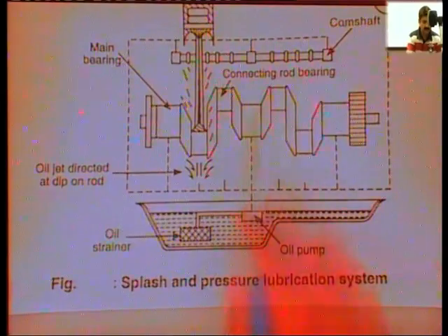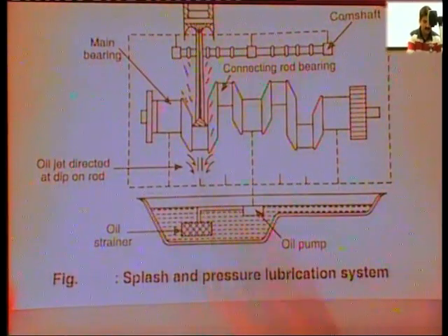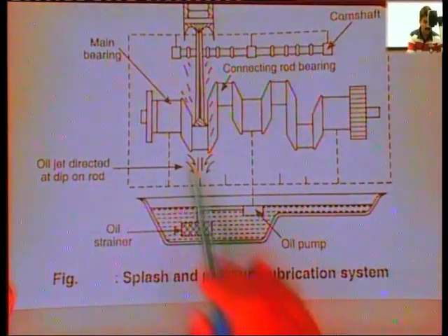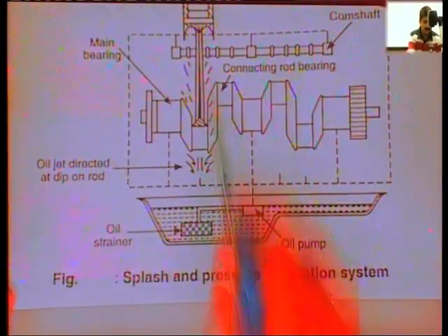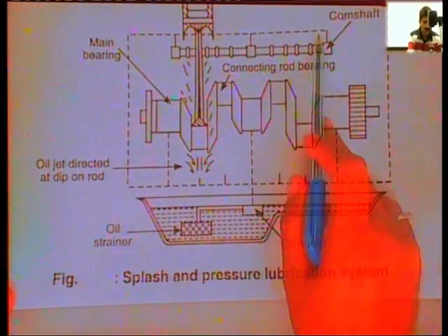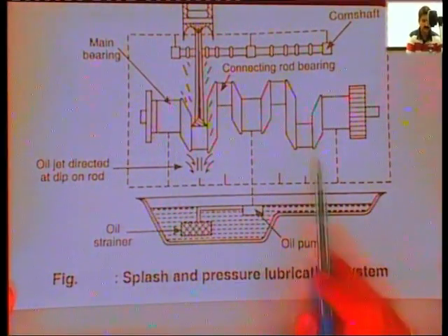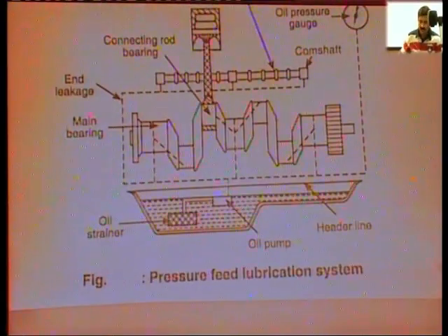So this type of system comes in combination with the splash. Here is the splash. You can see the nozzle is here, the splash is there all over here. But in addition to that, the gallery also provides lubrication under pressure to the camshaft and the crank pins. So this is the combination of both splash and pressure lubrication system.